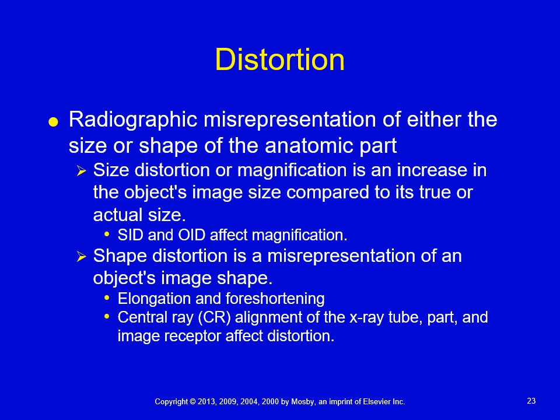And that basically means that the anatomy is the wrong shape. It can be too long or longer than it should be. We call that elongation. Or it could appear shorter than it actually should be, and we call that foreshortening. Now, shape distortion happens when either the X-ray tube, the body part, or the image receptor are not properly aligned.